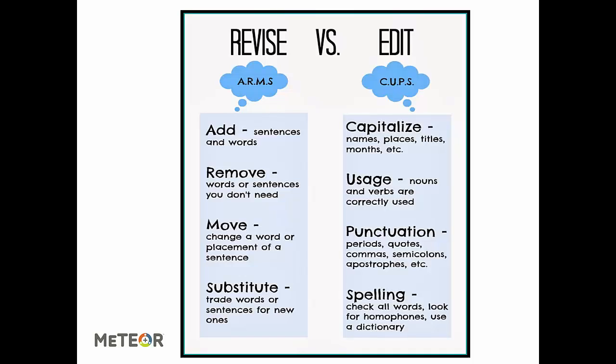Ensure that when you're editing, you're capitalizing names, places, titles, months, all the things that need a capital letter. U is for usage. Check that your nouns and verbs are used correctly. P is for punctuation. Do you have your periods at the end, your quotes, your commas, semicolons, apostrophes? Is everything in there correctly? And the S is for spelling. Check all your words. Look for homophones. Use a dictionary to ensure that you have the correct spelling.